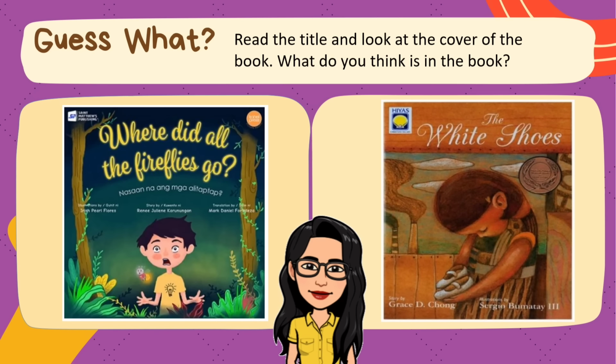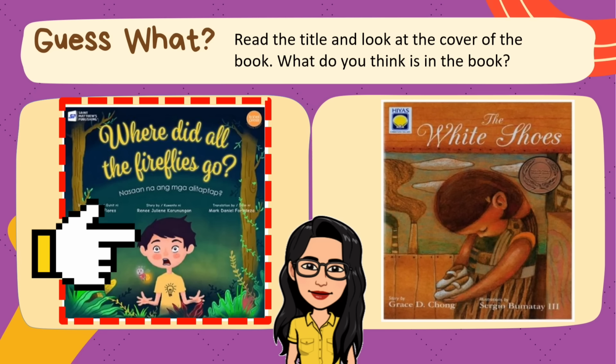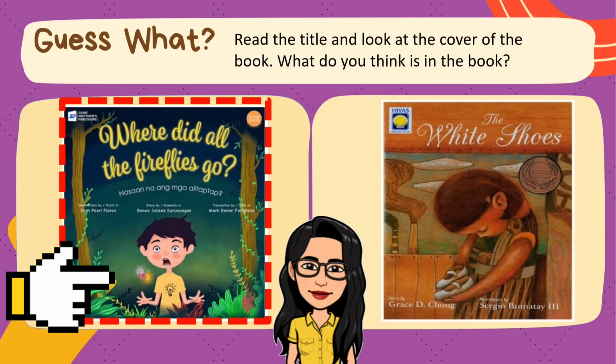Yes, for this picture, you might have said that the title of this book is Where Did All the Fireflies Go? There are some names written, but you could not really read because they are too small, but guessed that those were the author and illustrator's name. The dominant color is green. There is a boy and firefly in the picture, the main characters probably. The setting could be in a village near a forest. It must be a fantasy story.